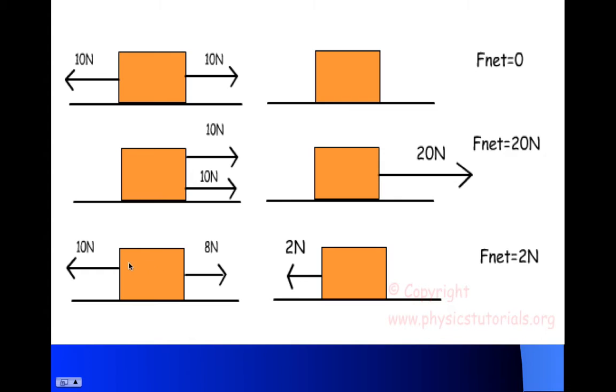Down below, we have another object that's being pushed 10 newtons to the left, 8 newtons to the right, so that would be subtraction, and you would get a net force of 2 newtons, which is exactly the same as if an object only had one force pushing it to the left of 2 newtons. So I just wanted to show you that even though the amount of forces being acted on an object are different in these two columns, the net force, I keep saying that, net force is the same. So you have your two different examples in each of the rows.